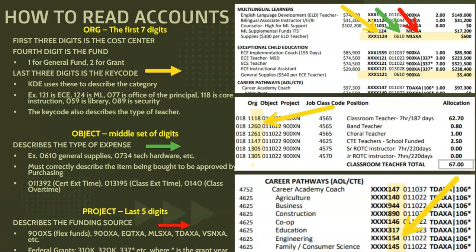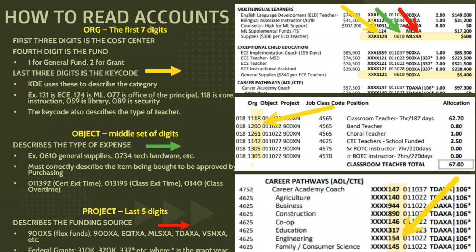And as you scan down through here, you'll see in the middle the 260 key code with the yellow arrow pointing to it. That refers to band allocations. And at the bottom here, you'll see there's a bunch of different key codes for the different types of career pathways. So these key codes tell a story of the category of the expense.